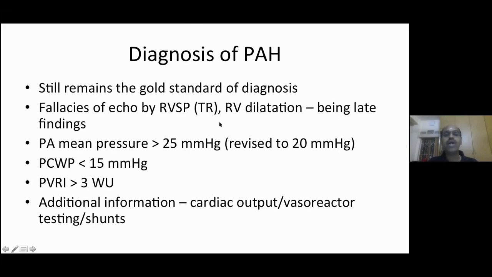That's one of the reasons why cardiac catheterization is still considered the gold standard for diagnosis of pulmonary hypertension. The PA mean pressure should be more than 25 millimeters of mercury, which is now recently revised to 20 millimeters of mercury. Pulmonary capillary wedge pressure should be less than 15 millimeters of mercury in idiopathic pulmonary arterial hypertension, and PVRI should be more than 3 Wood units. And the additional information that we are going to get will be cardiac output, vasoreactivity testing, and identifying a hidden shunt.